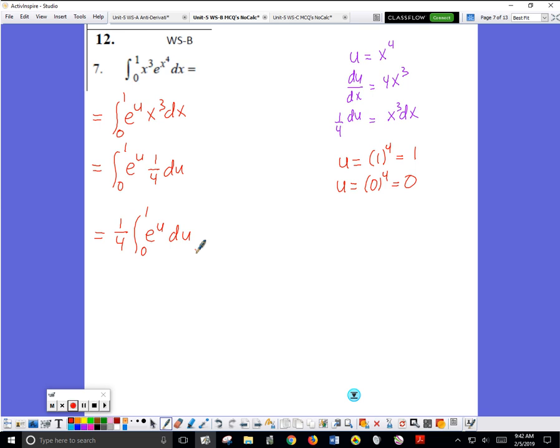Anybody else? Please, Isaac. On the top right, when you switch from du dx to 1/4 du, I don't get how that part works. No worries. Are you okay from this line to this line? Yeah, you take the derivative, right? Perfect. After that, I'm just going to use some basic algebra.